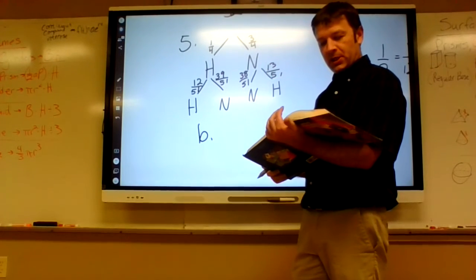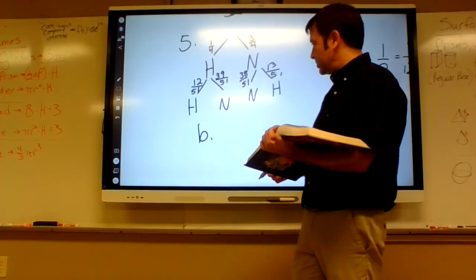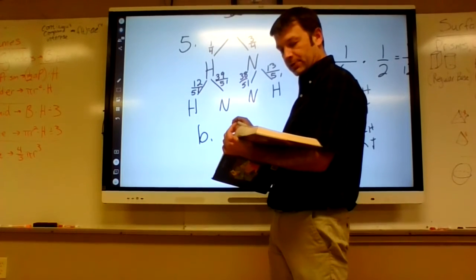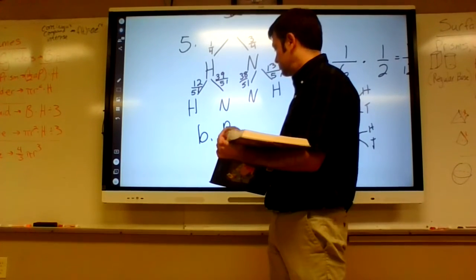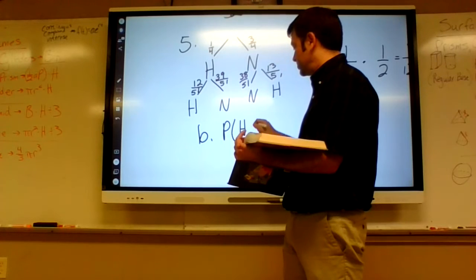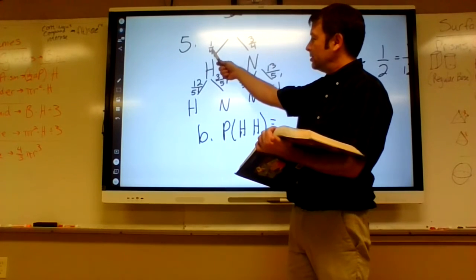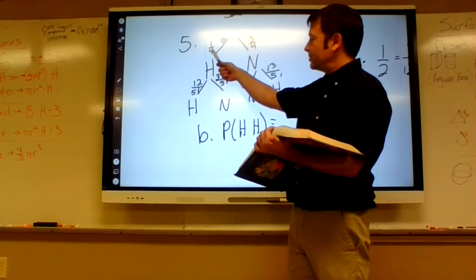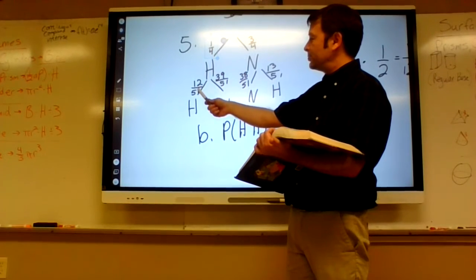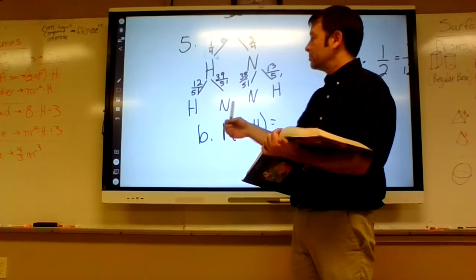Alright, B says P(HH). What do you think HH stands for? Hearts. What's the probability that you draw 2 hearts is what that means. So how do we do it? We multiply together, using our little tree here: 1/4 times 12 over 51. Heart, heart.